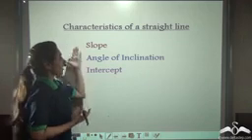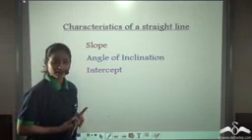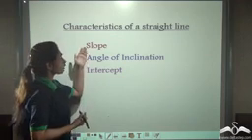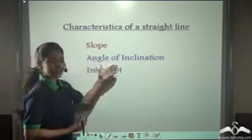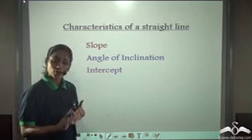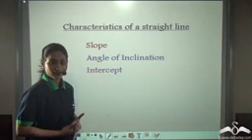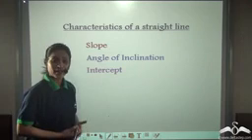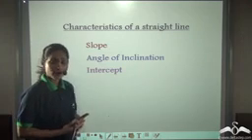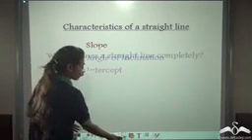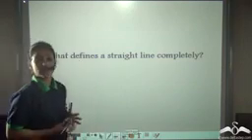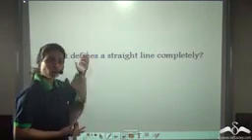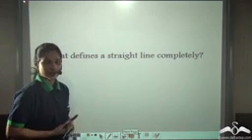You know what are the characteristics of a straight line? That means from the slope, angle of inclination and intercept of a line, you can identify a line. But do you need all these three information to define a line? For that you need to ask a question to yourself. What defines a straight line completely? Do I need all the information? Let's see.